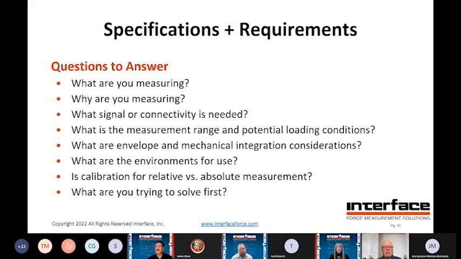And the goal here is that our solution doesn't give a customer anything more than they need, or certainly doesn't give them anything less than they need. So these are just a few questions that we want to be discussed. But it goes back to, what are you trying to solve first? What's the problem statement, and what is really the best way to tackle that? Next.